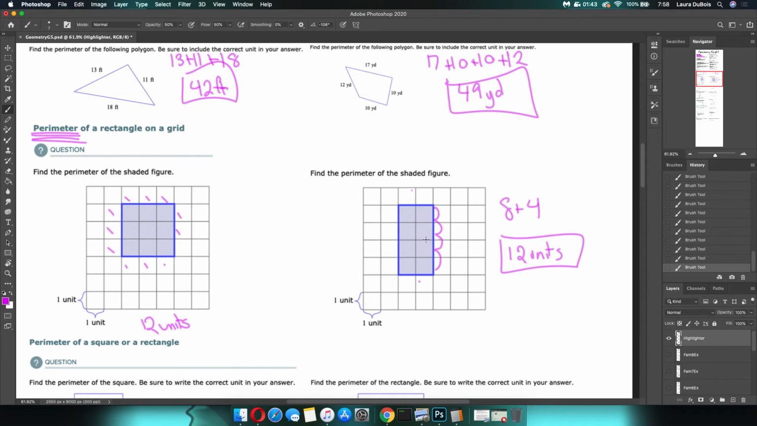So what happened, because I just did that fast, 4 on this side, which means there's 4 on this side. So I doubled it to get 8. There's 2 on this side. Doubled it to get 4.